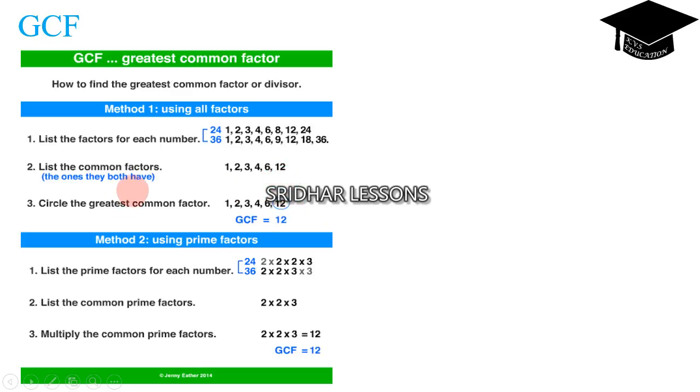This is method 1. And method 2 is using the prime factors. List all the prime factors. 24 is equal to 2 into 2 into 2 into 3. 36 is equal to 2 into 2 into 3 into 3. So now we have to list the common prime factors. They are 2, 2 and 3. 2 into 2 into 3, so this is equal to 12. In these two methods, we can find the GCF, the greatest common factor.